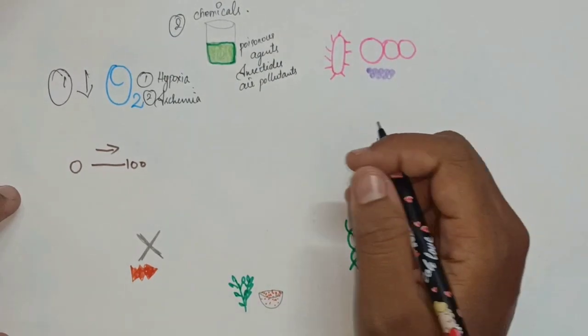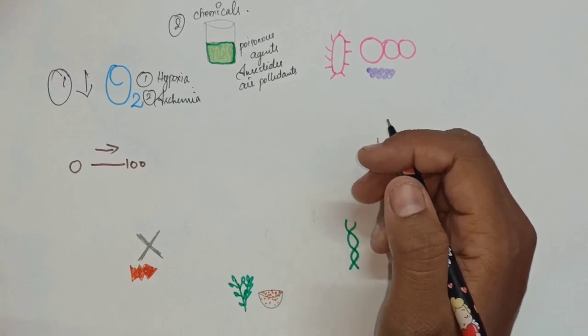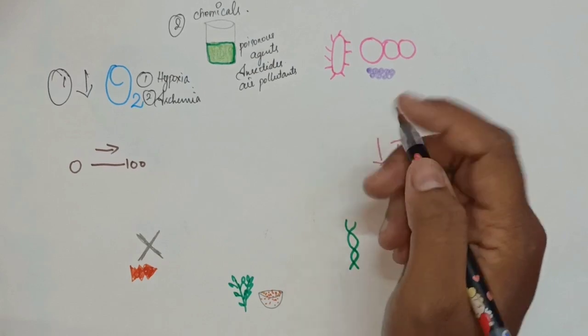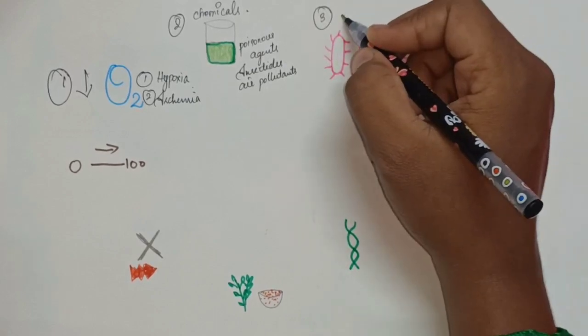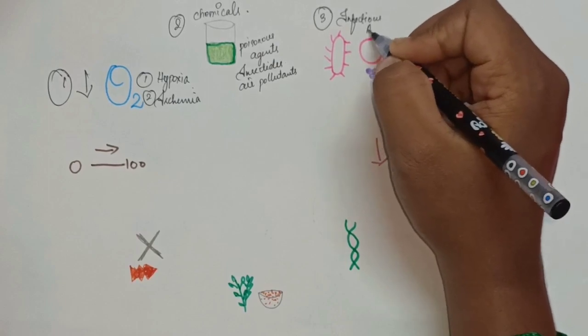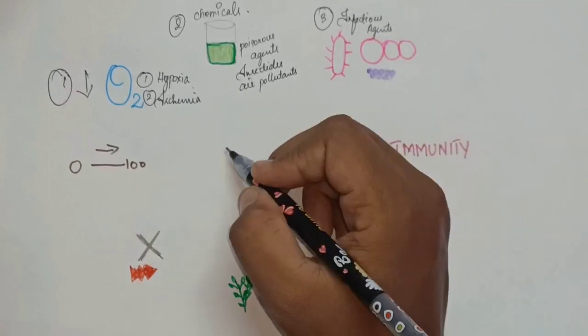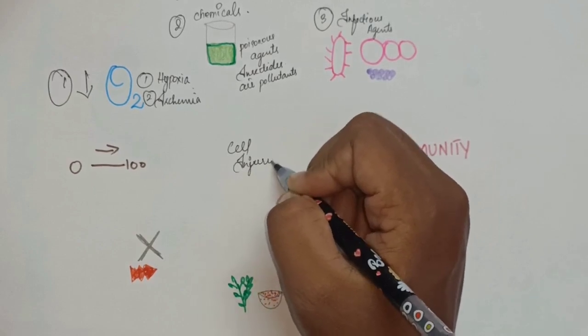Okay, let's see the third reason. The third reason for cell injury is the infectious agent. Infectious agent is nothing but your fungi, viral infections, bacteria and protozoal infections. Okay, so third one is your infectious agents. That's why I have drawn some bacteria and cocci-like substance, just to make you understand and make you remember.